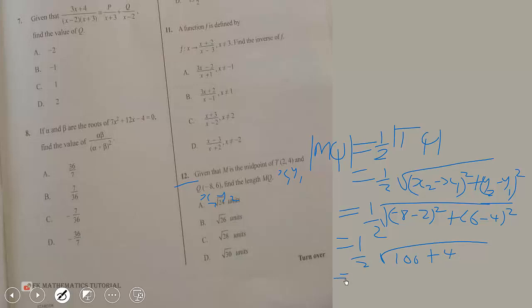So half of the square root of 104. The square root of 104 is 2 root 26. So this is equal to half of 2 root 26. Half of that will give us root 26. So the correct answer is B.